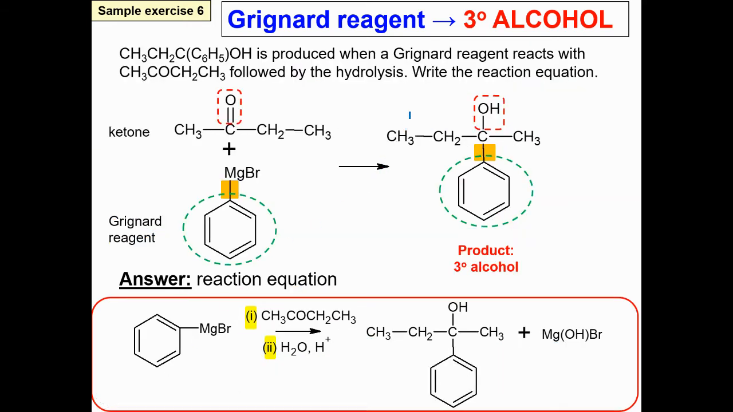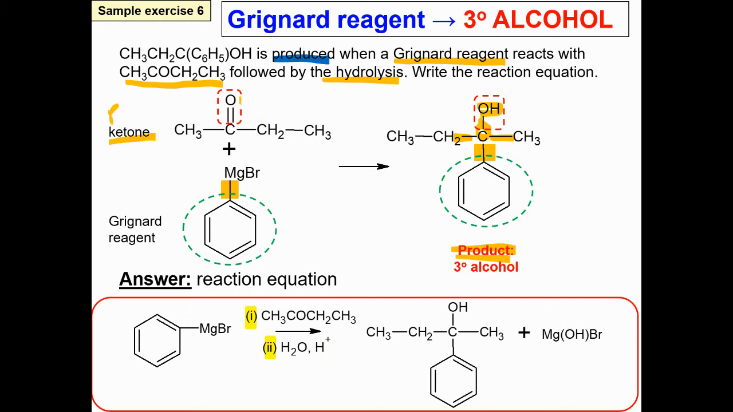Next one. Now, this time we have the product. A Grignard reagent reacts with a ketone followed by hydrolysis. Write the reaction equation. This time we don't know what our Grignard reagent is, but we are given the product. So let's draw the product. The important part I would expand is the carbon that has OH, expanding it to 4 different groups.